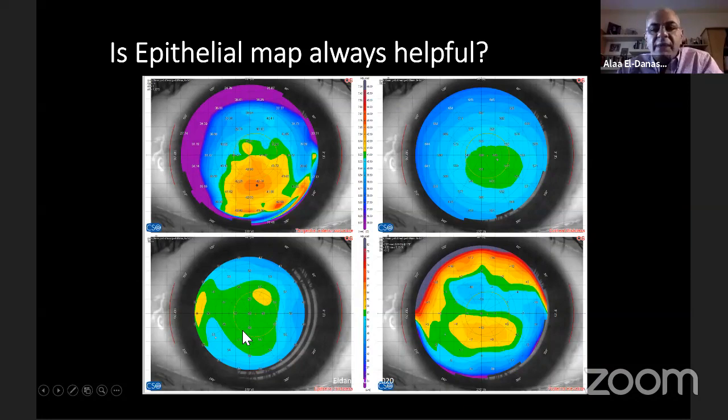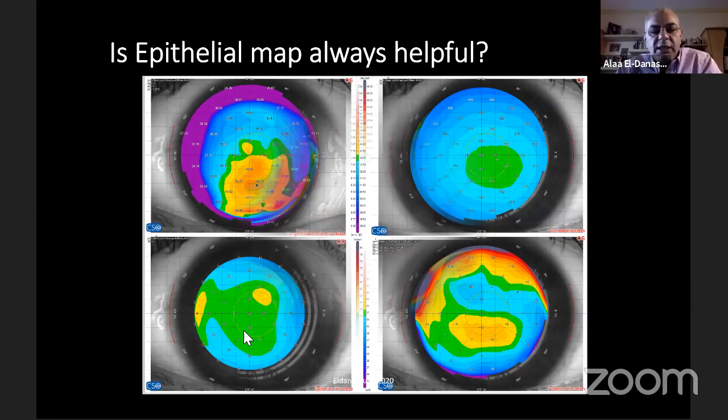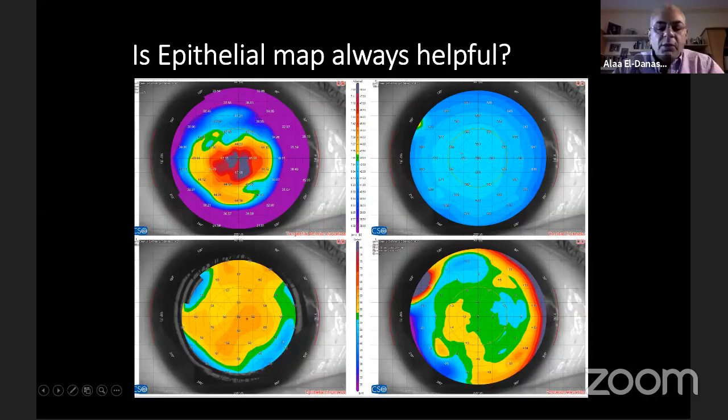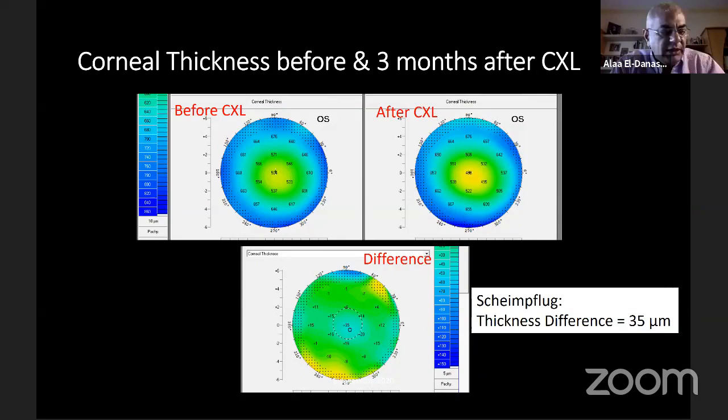So the epithelial map is a very helpful tool. It should not be your first line way to diagnose, but it gives you lots of added value. And I'm sure with more experience, we are learning every day, and we're going to make more use of the epithelial maps. Now, the fourth parameter is the thickness.